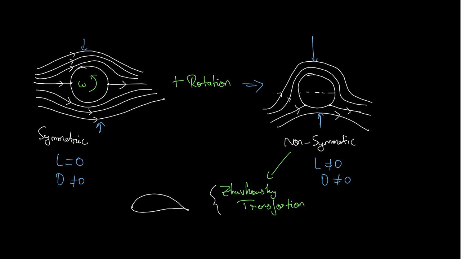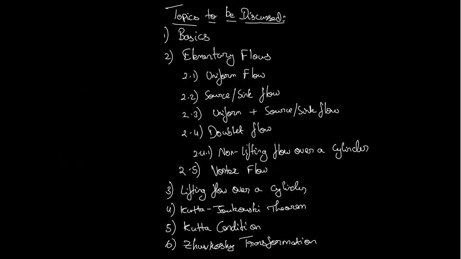So the topics to be discussed are, we'll quickly go through some basics which include stream functions, velocity potentials. Then after that we'll look at elementary flows, which includes uniform flow, source or sink flow, and combination of uniform and source or sink flow. And we look at what is a doublet flow, and with the help of doublet flows and source sink flows, we'll look at how to generate a non-lifting flow over a cylinder mathematically.